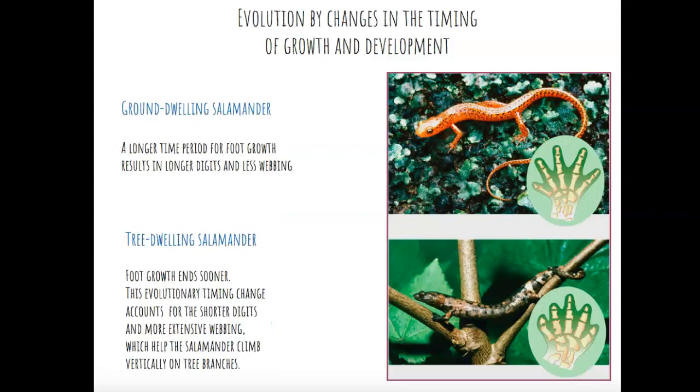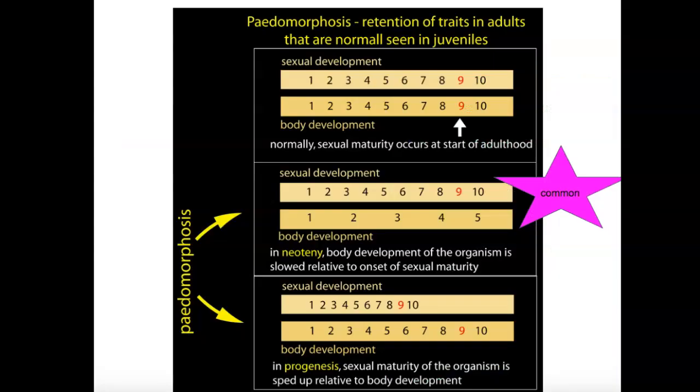Another example of changes in the timing of growth and development occurs in salamanders, where ground-dwelling salamanders have a longer time period for foot growth, and it results in longer digits and less webbing, whereas tree-dwelling salamanders have foot growth that ends sooner, and this evolutionary timing change accounts for the shorter digits and more extensive webbing, which helps the salamander climb vertically on tree branches because they have more ability to stick with their little pads onto the trees.